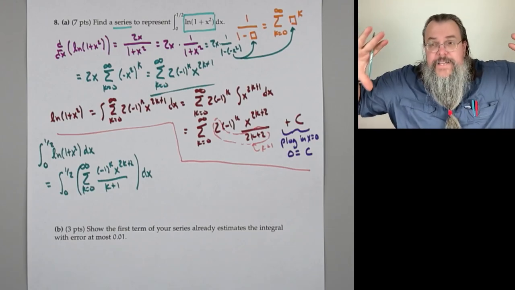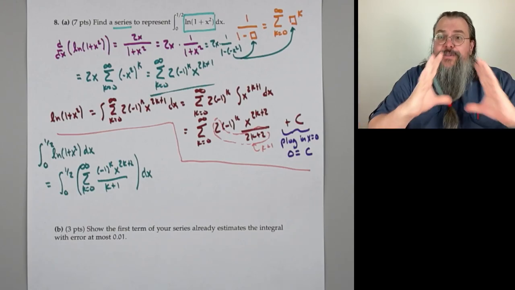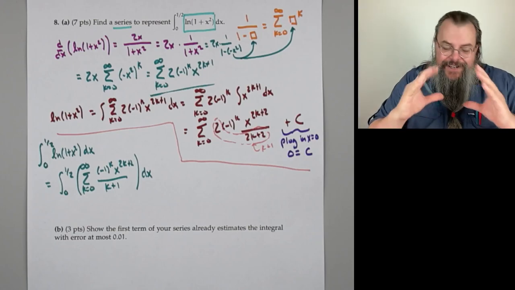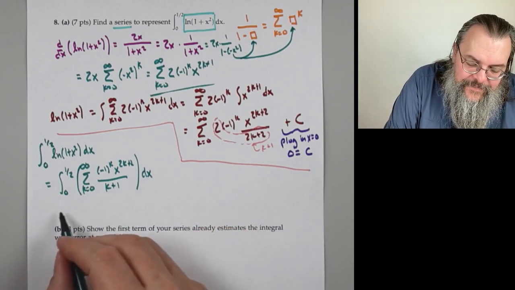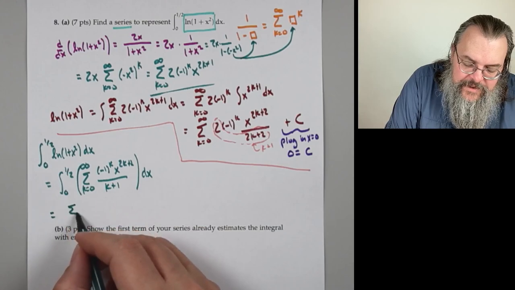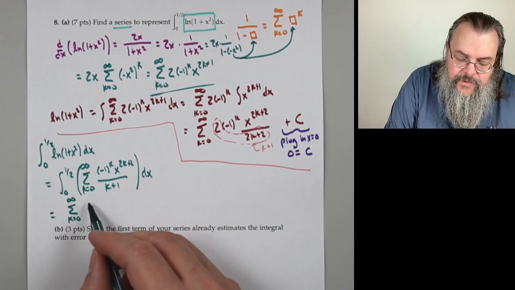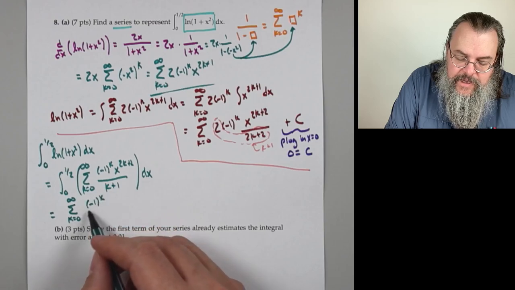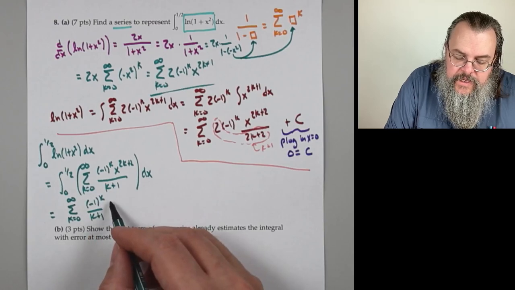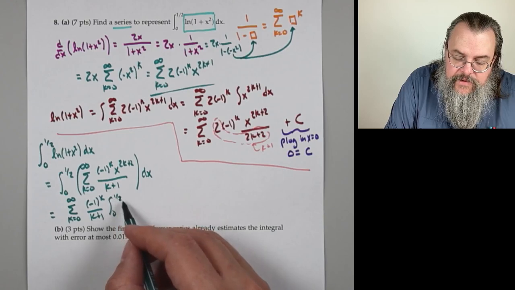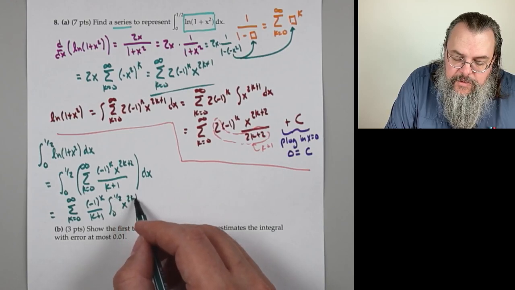Now, just like we passed the integral through before, we can do it again. The idea is so nice, we'll do it twice. The sum 0 to infinity of minus 1 to the k over k plus 1, times the integral 0 to 1/2 of x to the 2k plus 2.